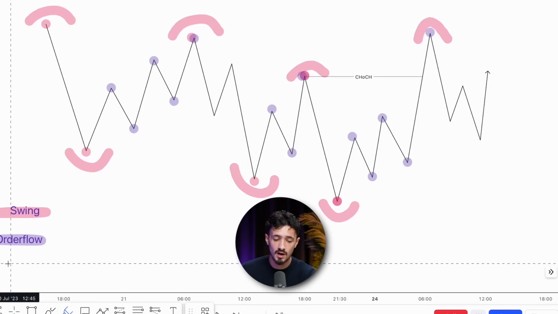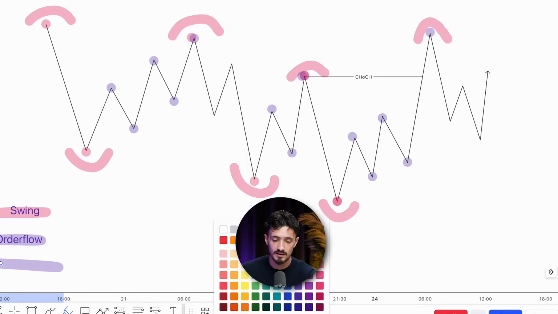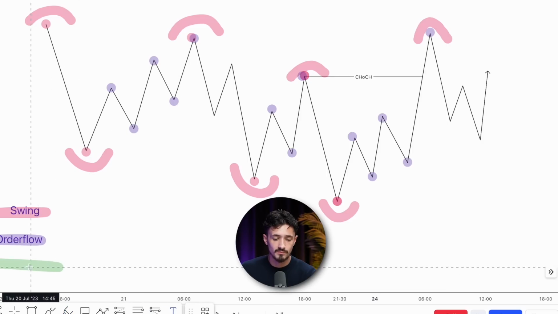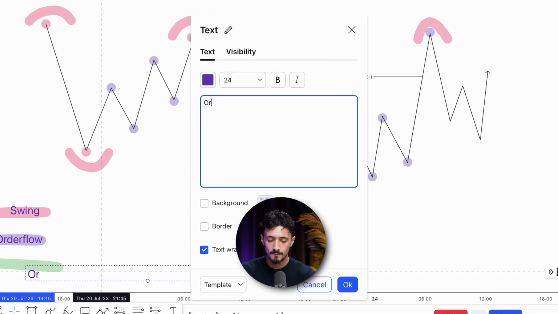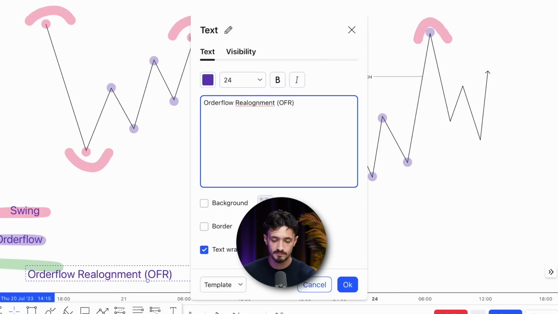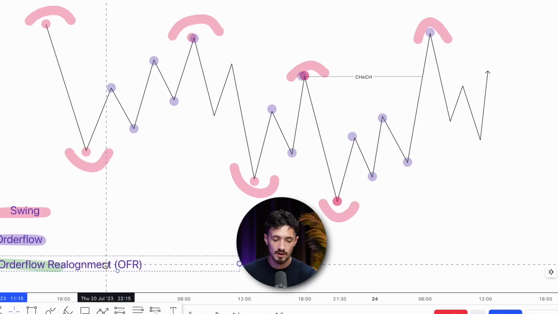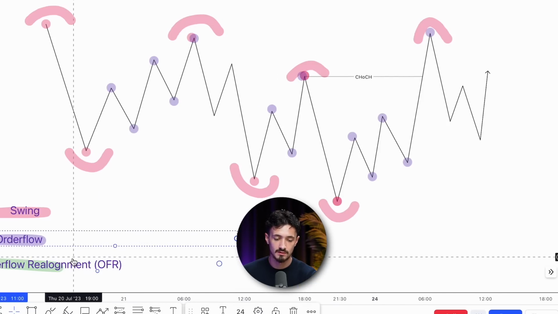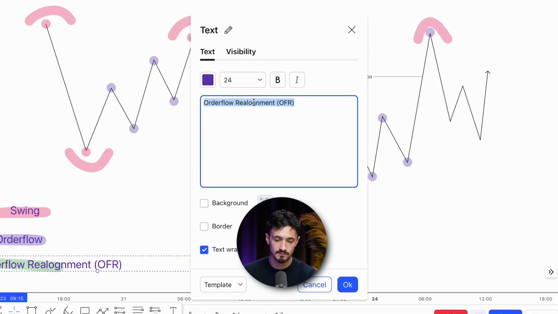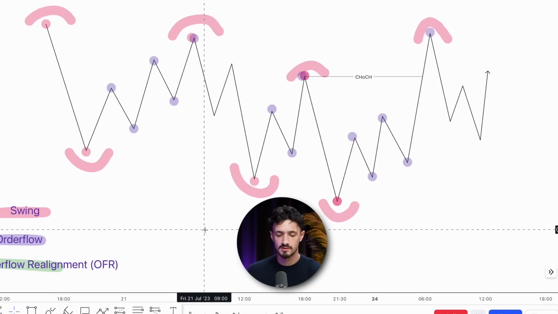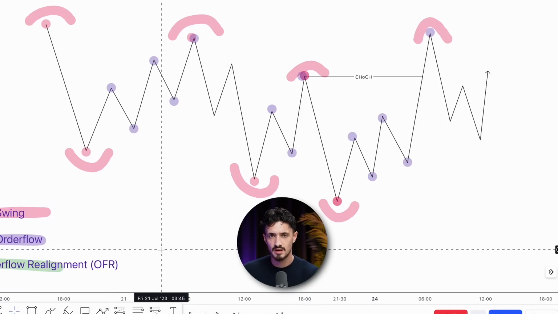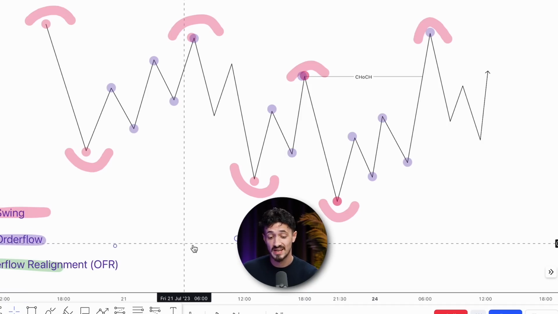And then our third type of structure, which we're going to map out right here in green, is going to be our order flow realignment. And for simple, I just call it OFR, order flow realignment, right? Now, our order flow realignment is an amazing phenomenon, spelling error there, because what our order flow realignment does is it gives us the insight into where price swing structure is going before it actually gets there.